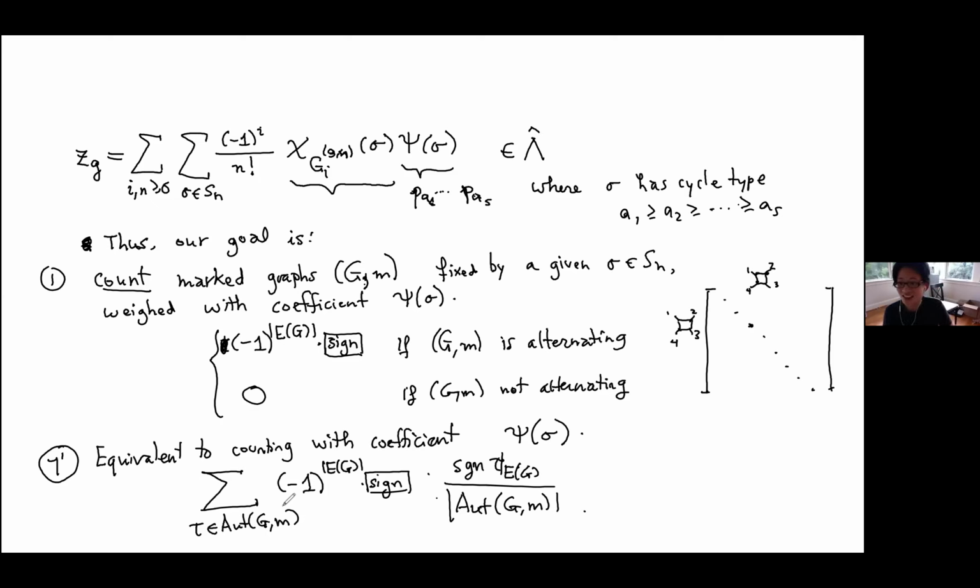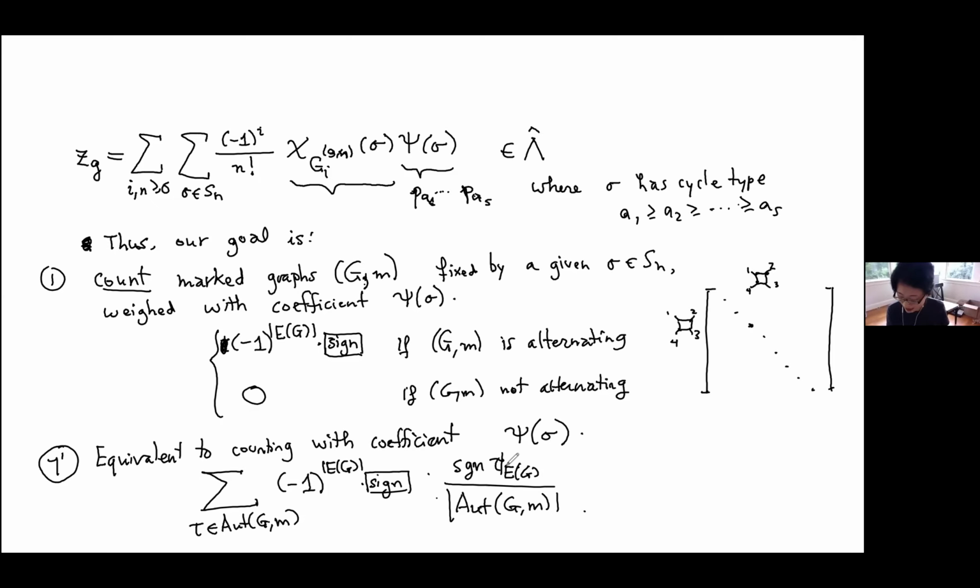No, actually, right, okay, thanks for the comments. So the sum here is over all permutations tau, but what I'm using is the fact that if the graph G, M is alternating, then all the taus act with alternating permutations on the edge set. So all these signs are +1.